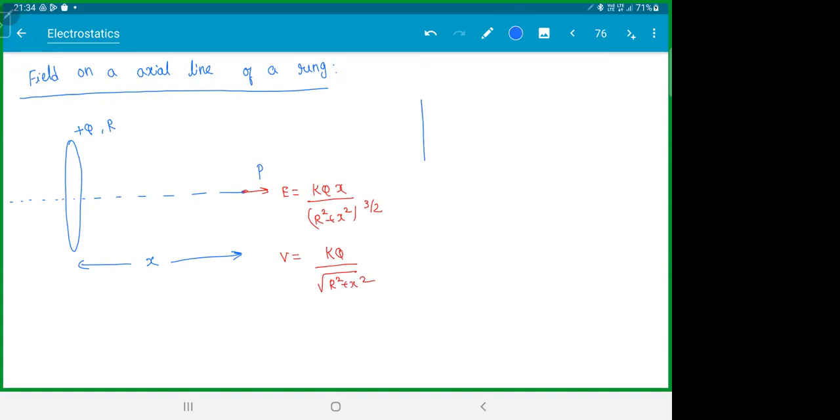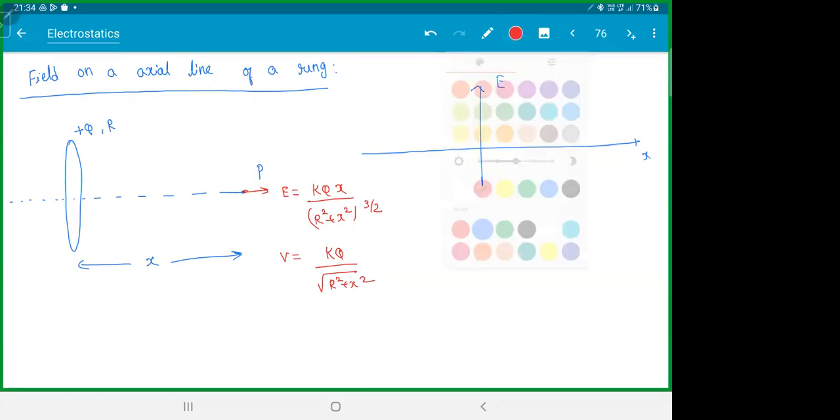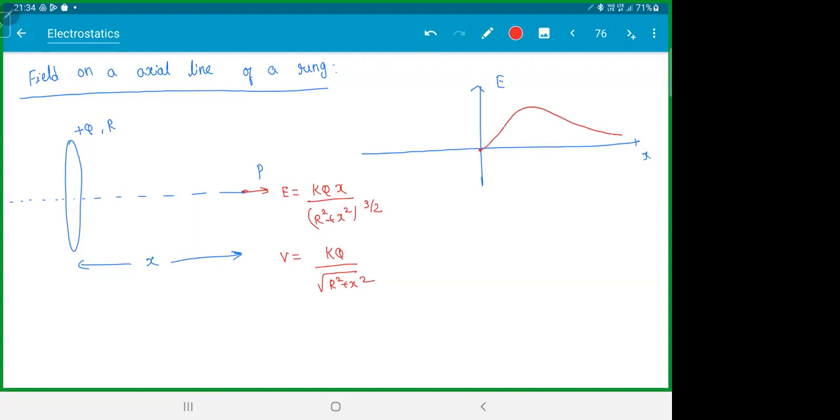Important results. If you try to plot the graph of this E versus x, at the center the field is 0, at infinity the field is 0. The graph looks like this. The maximum value occurs at r by root 2 and minus r by root 2. Please note it down.